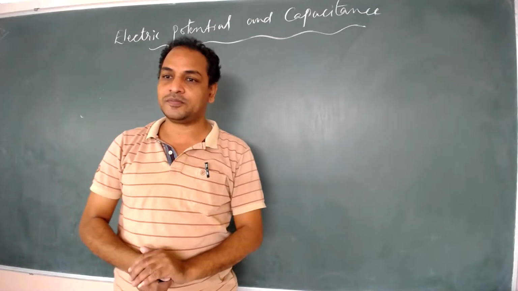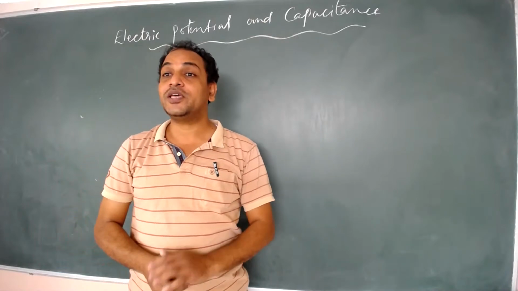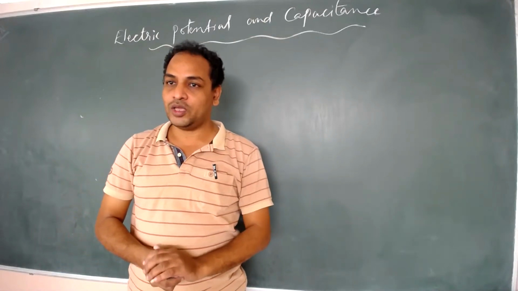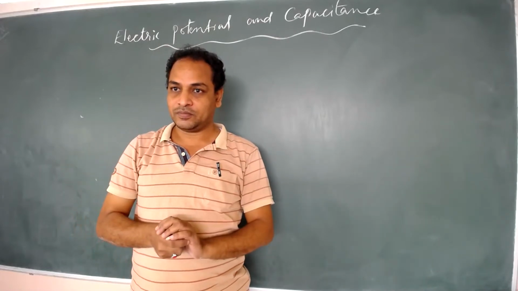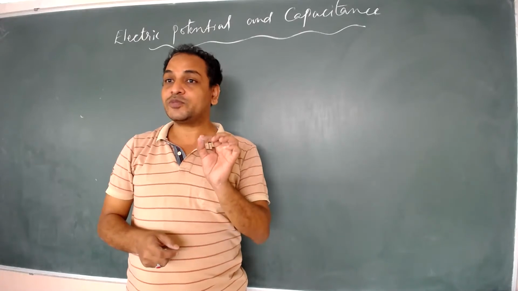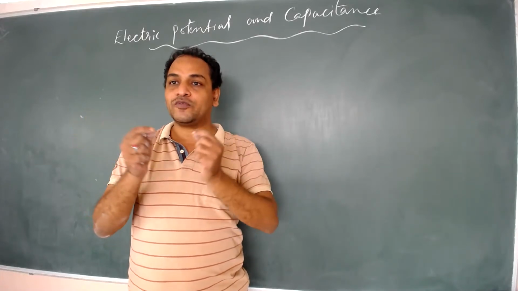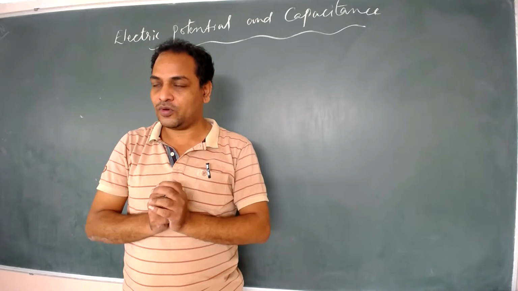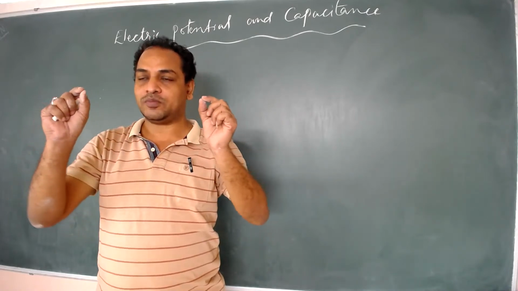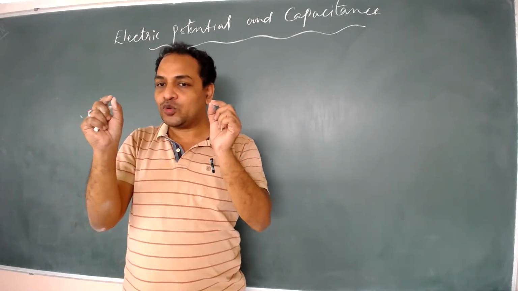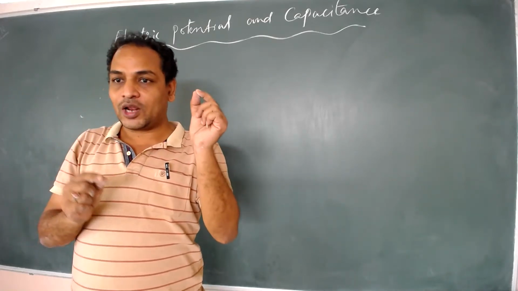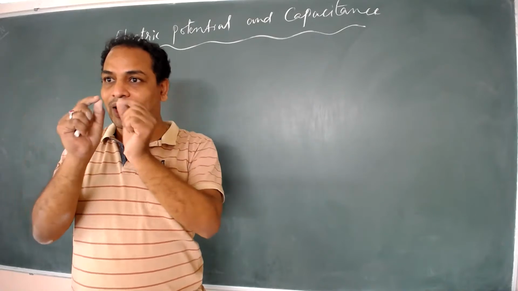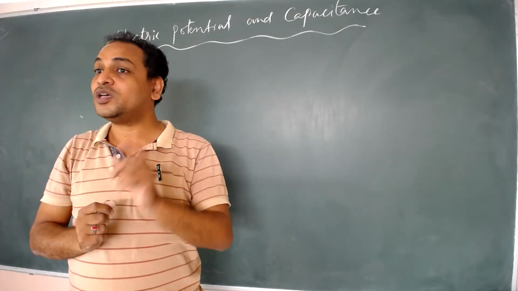What is charge first? Charge is an intrinsic property of a body because of which an electrostatic force takes place. That means charge is responsible for the electrostatic force between two objects. For example, if I take two electrons, they will repel each other. If I take one electron and one proton, they will attract. Why? Because of the charge.